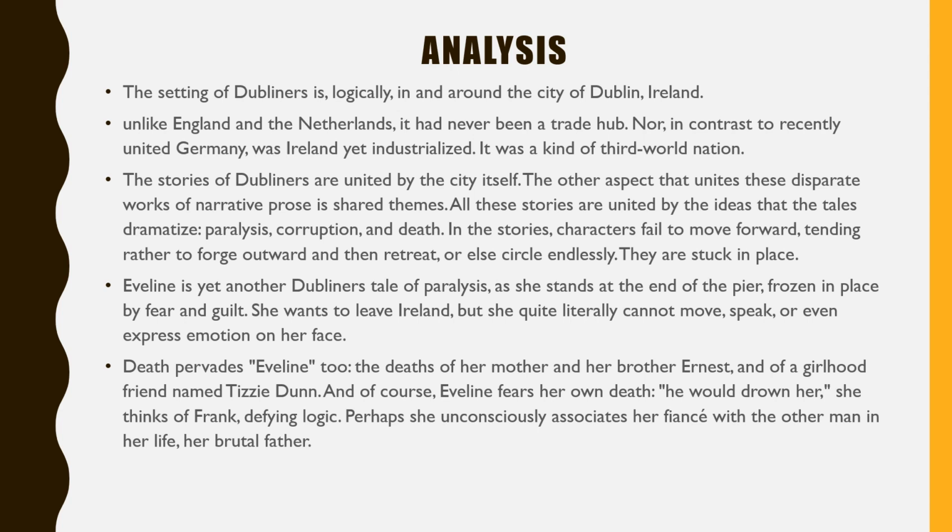Next, we look into the themes. The stories of Dubliners are united by the city itself. The other aspect that unites these disparate works of narrative prose is shared themes. All these stories are united by the ideas that the tales dramatize paralysis, corruption, and death. In the stories, characters fail to move forward, tending rather to forge outward and then retreat, or else circle endlessly. They are stuck in one place.